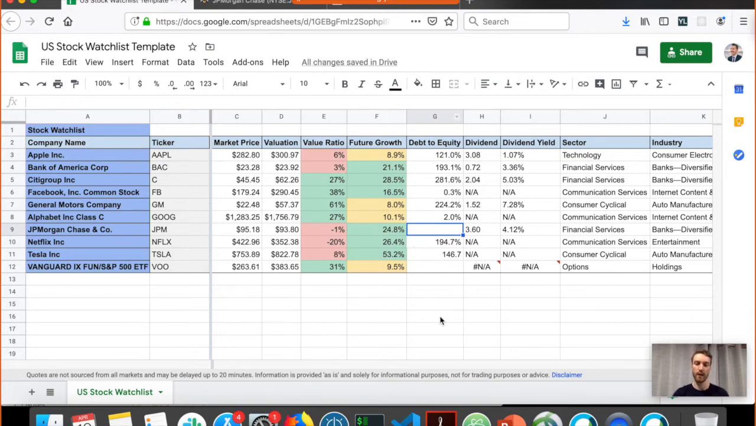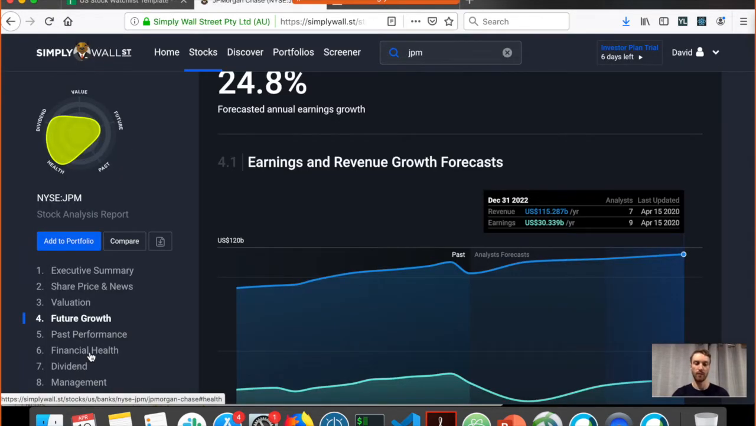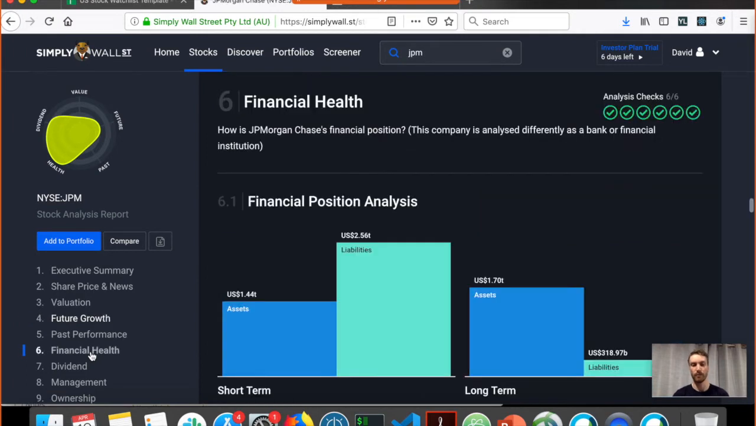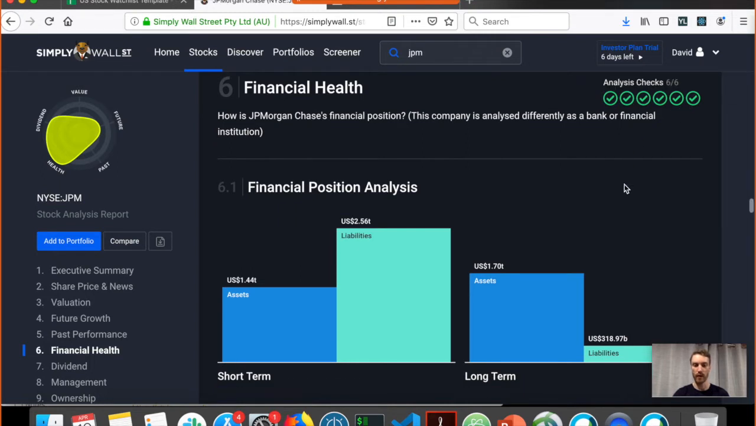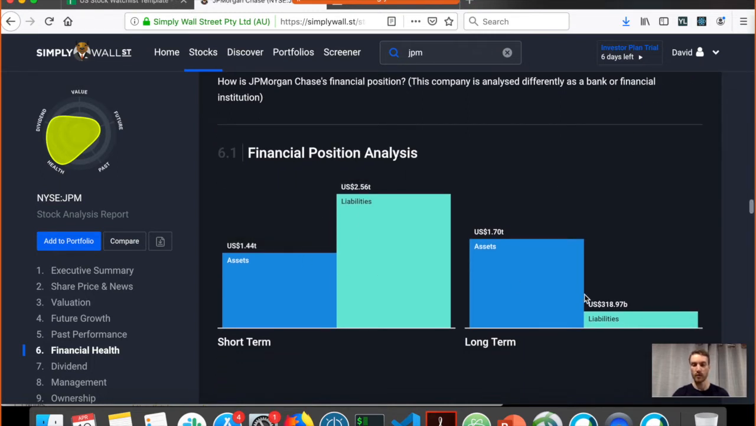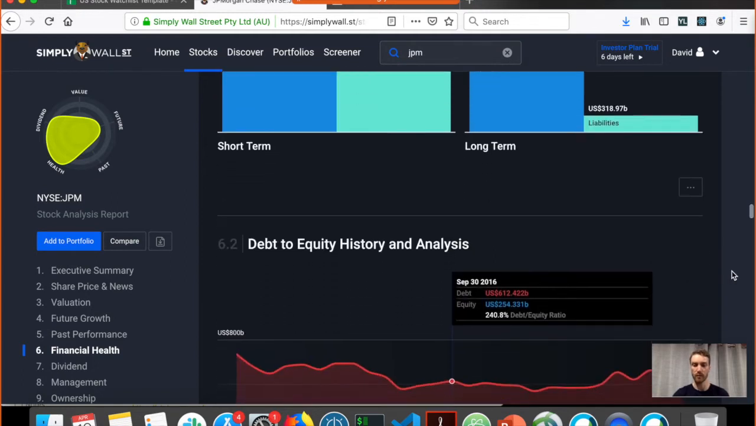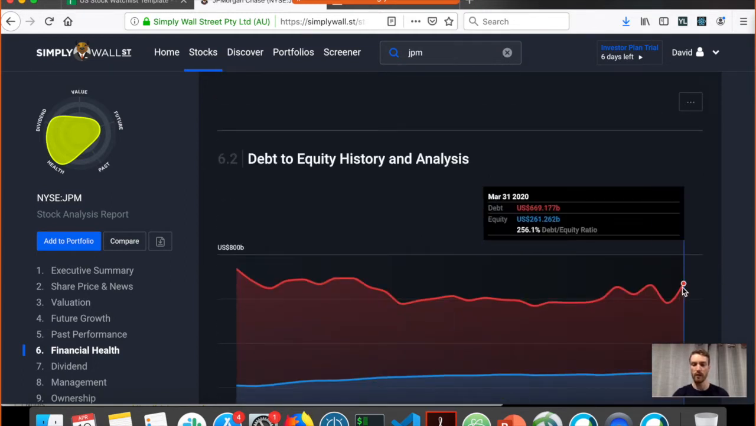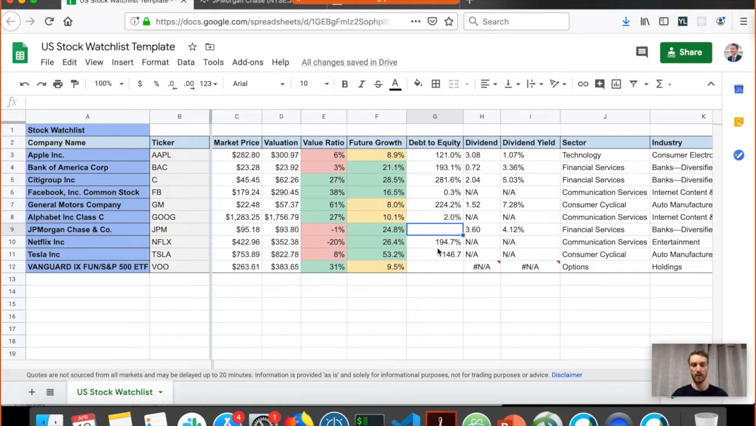Next, we want to look at the financial health and gather the debt to equity ratio. So jumping back into Simply Wall Street, we'll look at the financial health. And here we can have a number of attributes we can look into and drill down. We can look at the short-term and long-term assets to liabilities. But really we just want to scroll straight down and look at the current debt to equity ratio, which is 256.1%. So let's enter that in.